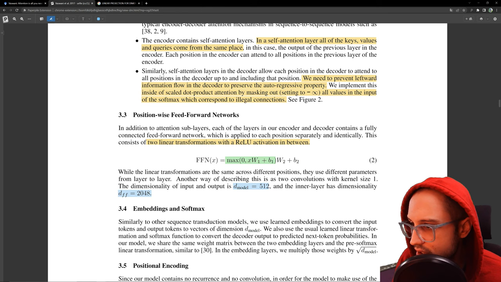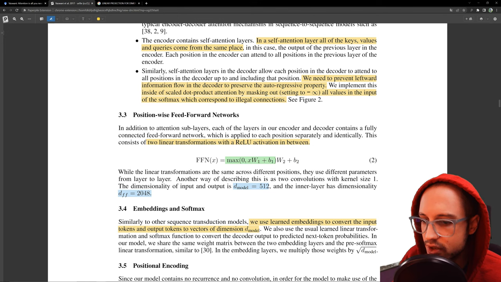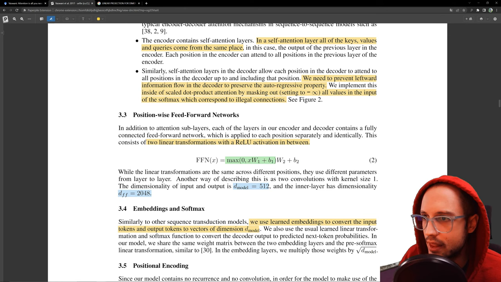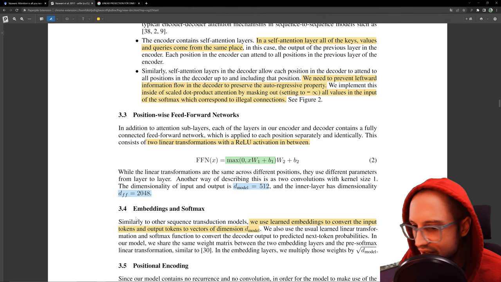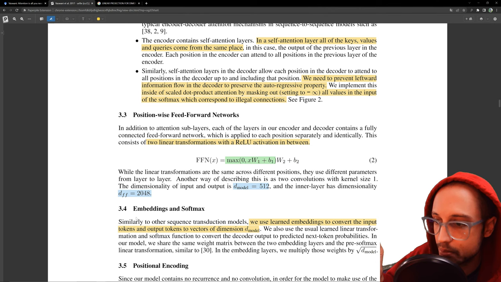Similarly to other sequence transduction models, we use learned embeddings to convert the input tokens and output tokens to vectors of dimension d_model. Whenever you're dealing with sentences, you're not actually feeding in the words and the letters. You're using a tokenizer, which basically takes words and chunks of words and turns them into vectors. Those vectors are all points on this learned space of all words. And the nice thing about that is that every point in that learned space has the same dimensionality. So you can transform a sentence, which has a bunch of different words of different lengths, into a sequence of word tokens where every token has exactly the same dimension and maps to some point in the same space.